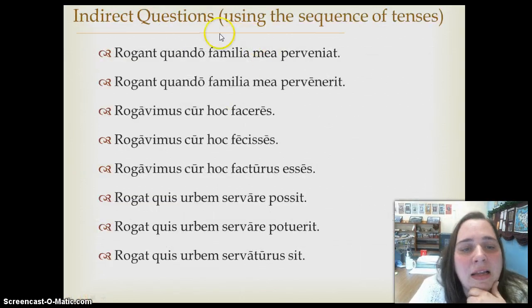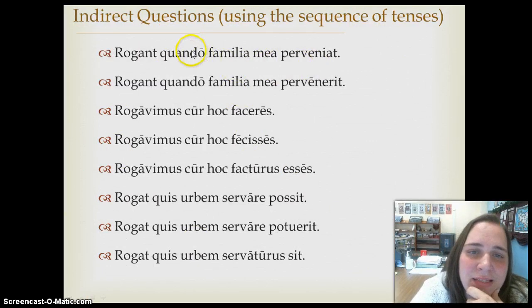Now, I have got these sentences for you to practice the indirect question. And I have set these up according to the sequence of tenses. So, rogant quando familia mea perveniat versus rogant quando familia mea pervenerit. Okay? So, in the first one, they ask when my family arrives.